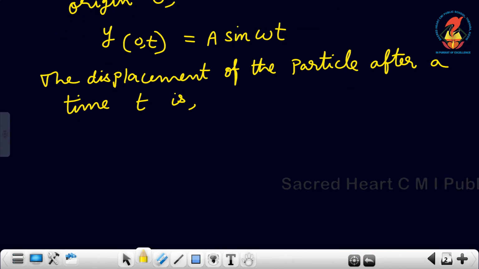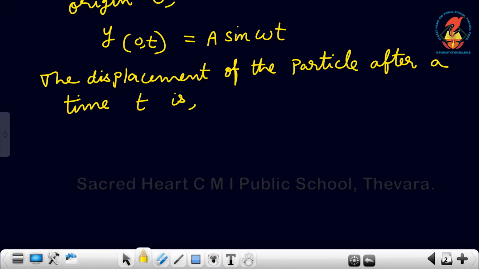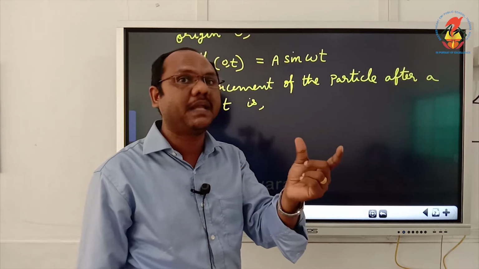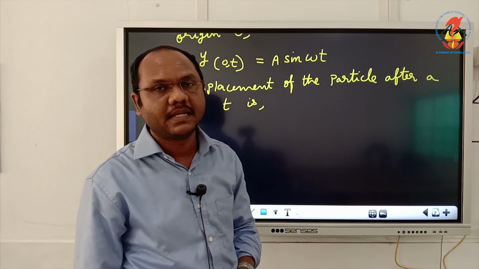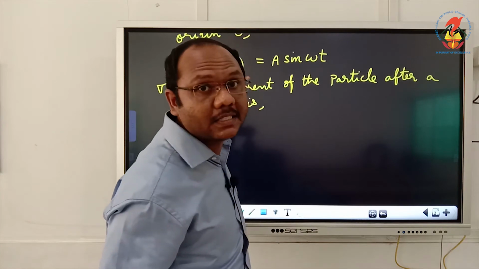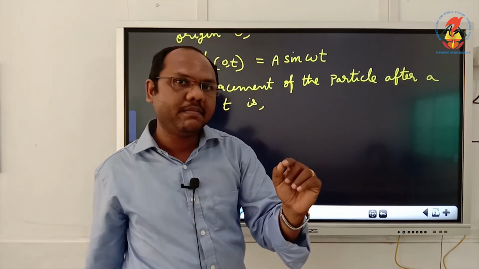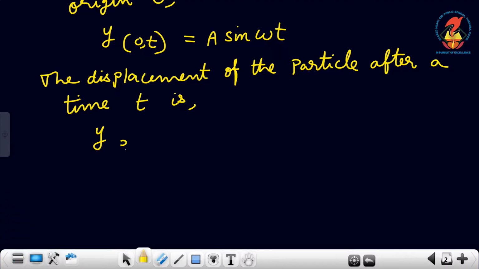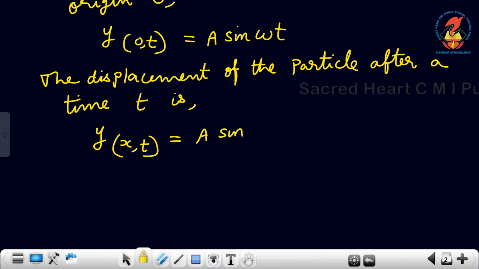See what is the change I am giving to the equation. Here it was y0(t) equal to a sin omega t. After a time t, the particle will have a displacement of x. Initially the particle was at the origin, that is why I put here O. After a time t, the particle had a displacement of x. Therefore, I will write the equation as y(x, t) equal to a sin(omega t minus phi).